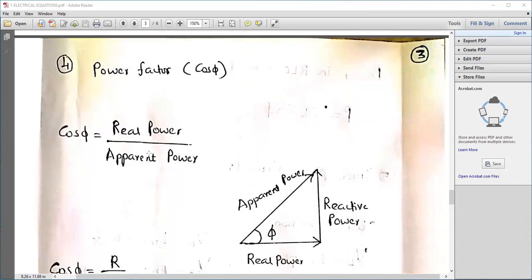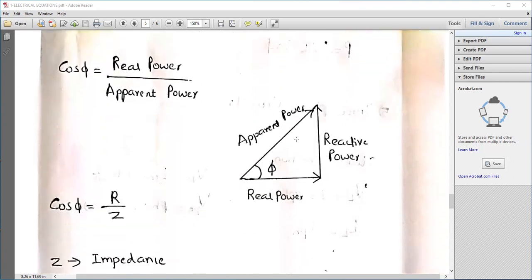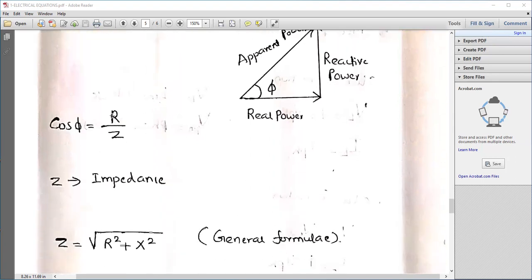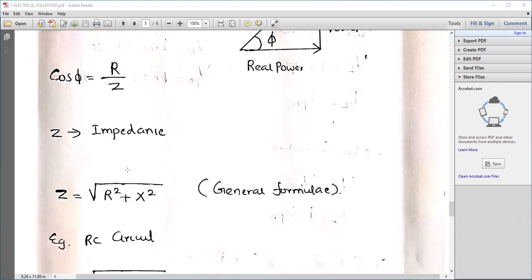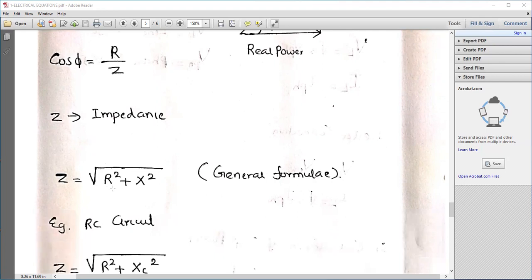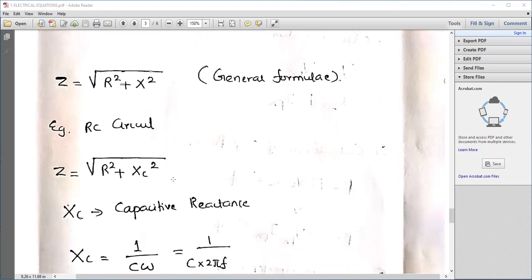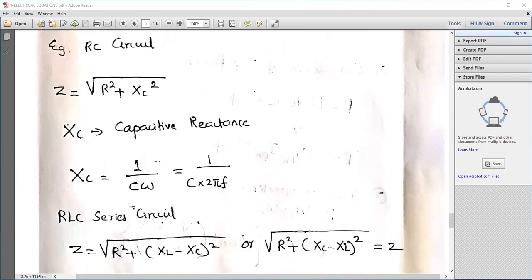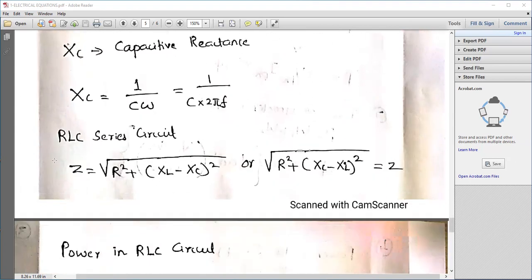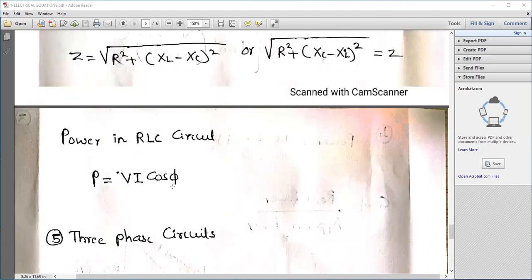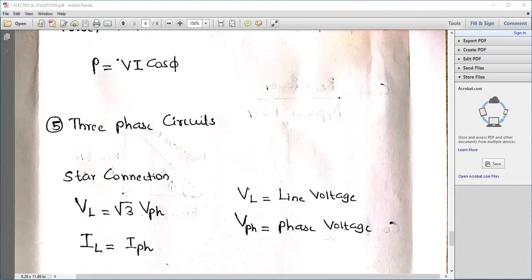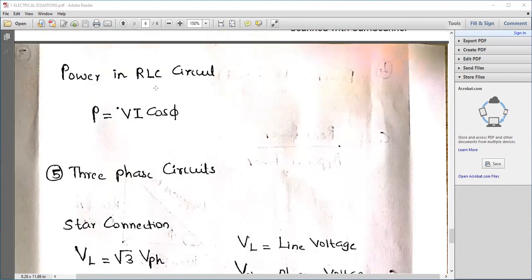Power factor can be written as the ratio of real power to the apparent power by considering the power triangle. Or else you can write power factor is the ratio of resistance to the impedance. Also, you can write the impedance as the square root of resistance square plus reactance square. Then for the RC circuit, you can write square root of R square plus XC square. Capacitive reactance is equal to 1 by C omega. Similarly, for the RLC series circuit, you have to remember how to write the equation for Z. The unit of Z will be ohm only. The power consumed in RL circuit, RC circuit, and RLC circuit is equal to VI cos phi.